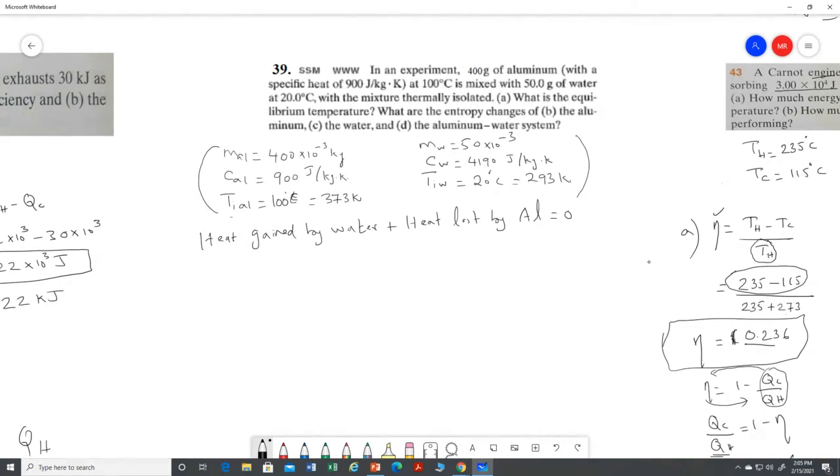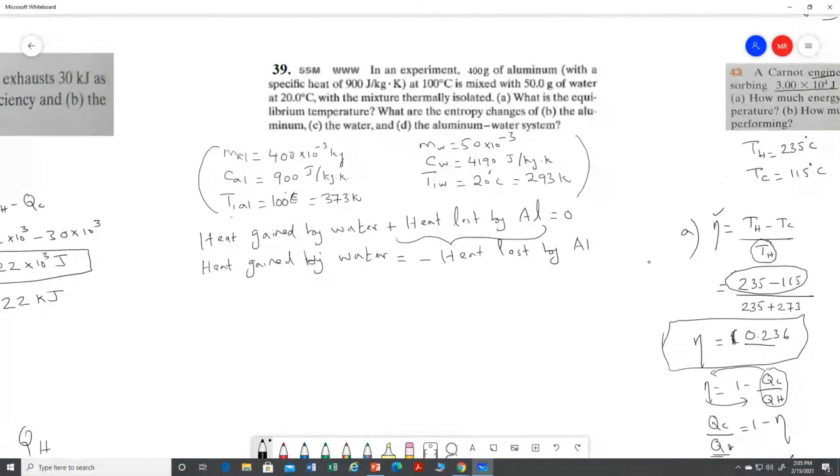When you move this to the right hand side, this positive becomes negative. So here heat gained by water is equal to negative of heat lost by aluminium.